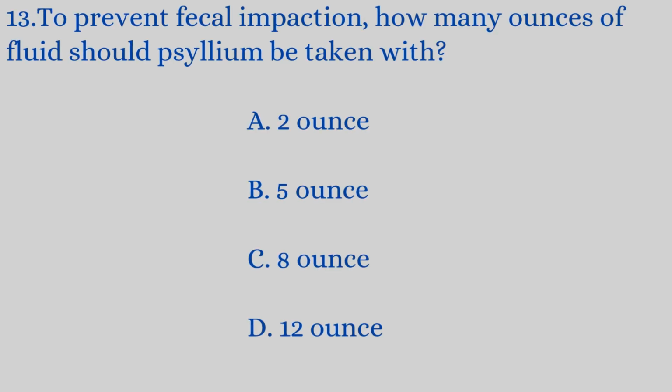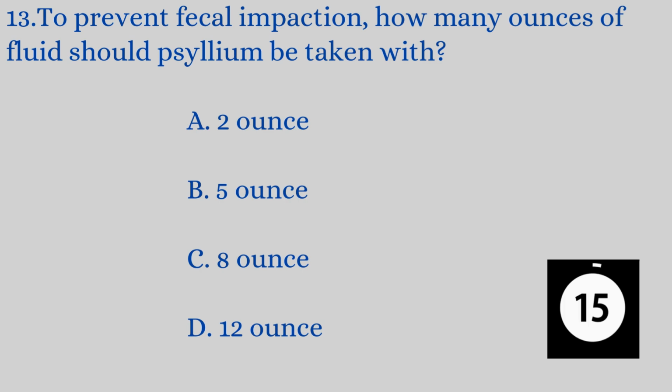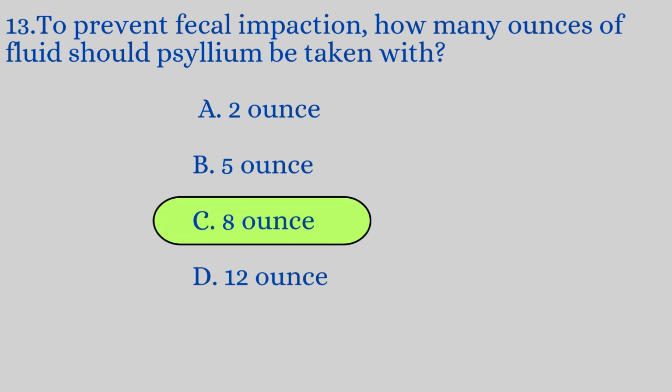13. To prevent fecal impaction, how many ounces of fluid should psyllium be taken with? A. 2 ounce. B. 5 ounce. C. 8 ounce. D. 12 ounce. The answer is C. 8 ounce.